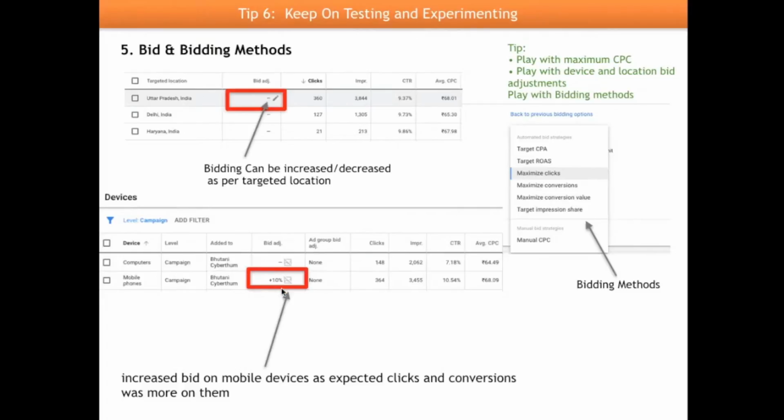All right, so you can increase or decrease your bid by location or by devices. So for this report, just go and explore, play around with your maximum CPC, play with device and location bids, and play with bidding methods. There are a lot of bidding methods. I'll talk about these bidding methods in the last slide.